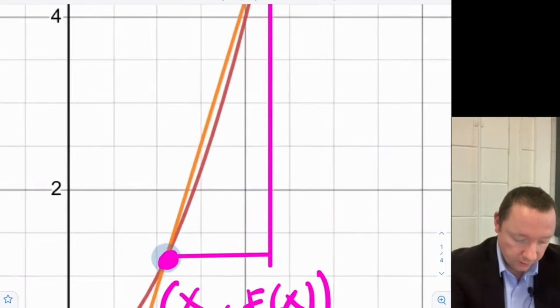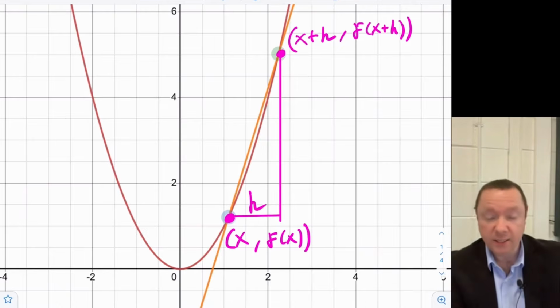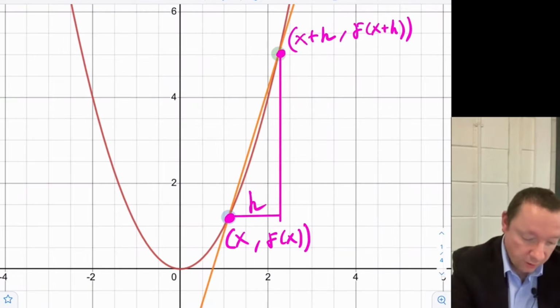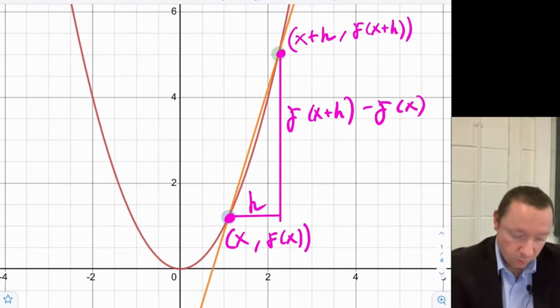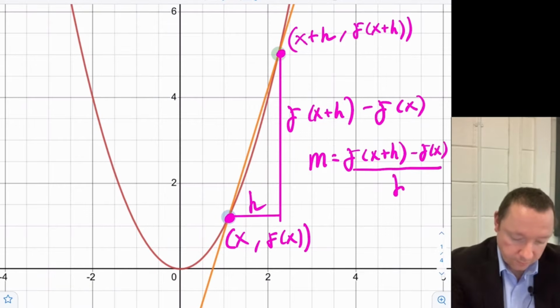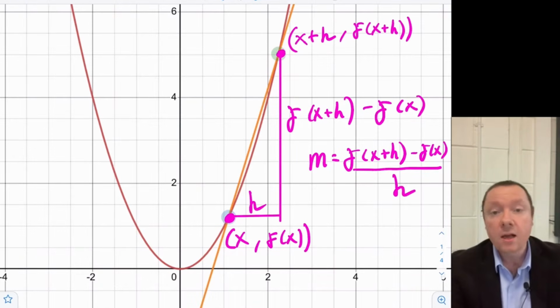So looking at our distances, a distance of h, x plus h minus x is h, and the vertical distance would be f of x plus h minus f of x. So the gradient of this line between these 2 points would just be f of x plus h minus f of x all over h. Now, we don't define differentiation as the gradient of a line between 2 random points on our function. We define it as the gradient of the tangent, in other words, at a particular point.